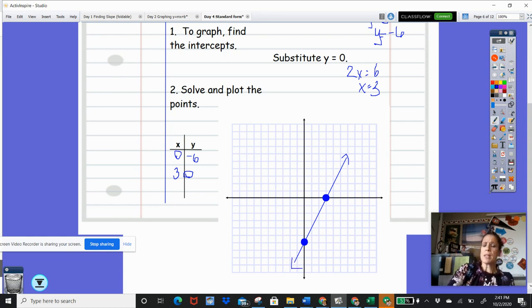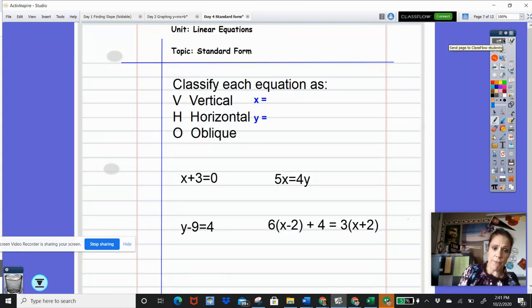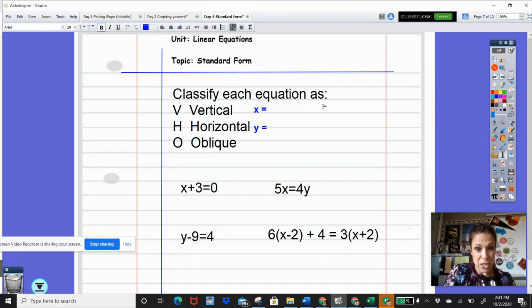Okay. The last part of the assignment for today also talks about having to classify your equations. And I do want to mention one thing. When we classify these, please remember what the slope will look like for each of these, because some kids got it on that activity from last week, and some kids not. So it will help reinforce it. The assignment has you put a V for a vertical line, an H for a horizontal line, or O for oblique, or some kind of a diagonal. It just has a slope on it. It's just not one of these other two.